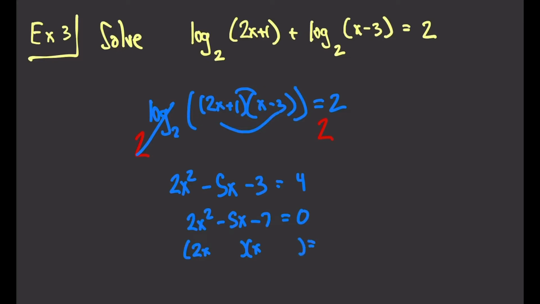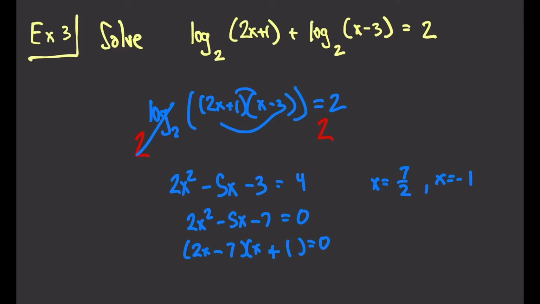Now I'll factor this, it's got to be 2x and x. It's got to be 7 and 1, and I need them to subtract to a 5. So I'm just going to put the 7 here, the 1 there. Since 5 is negative, I think it's going to look like this. So my two roots are going to be positive 7/2 and negative 1.